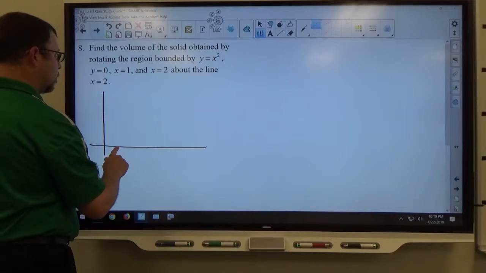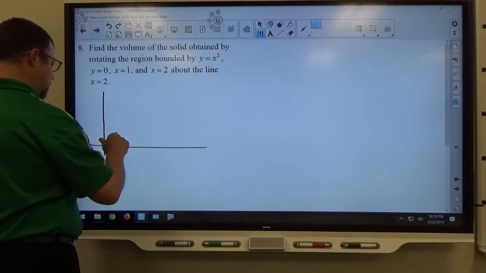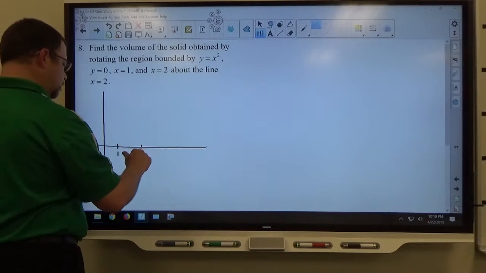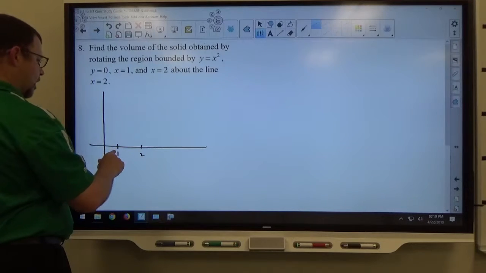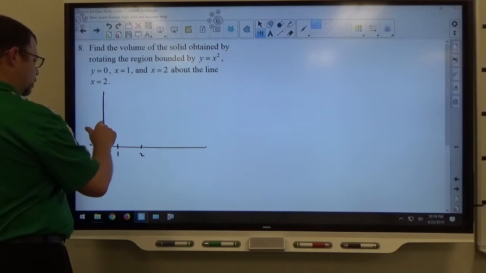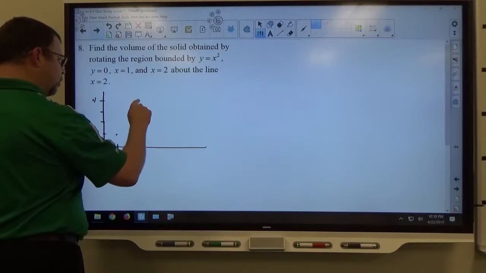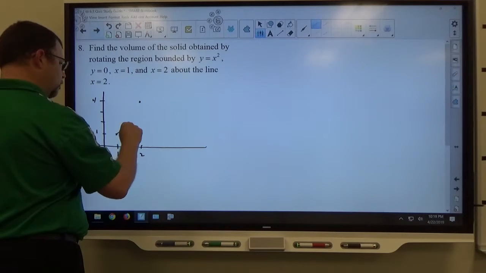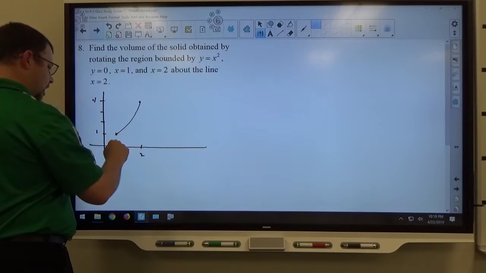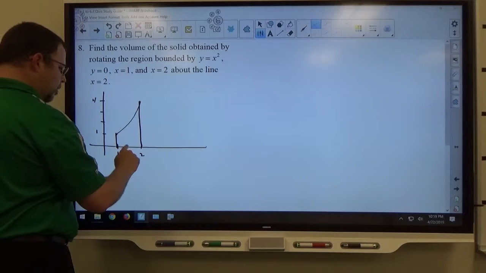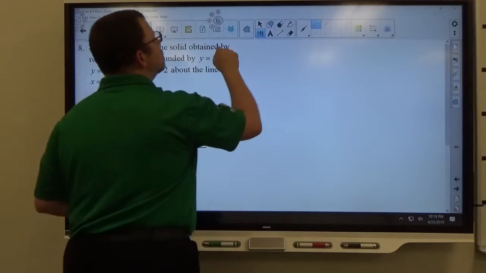So y equals 0, x equals 1, put that there. X equals 2, put that there. Y equals x squared, so 1, 2, 3, 4. So 1, 1, and 2, 4 would be y equals x squared, those 2 points there. X equals 1, x equals 2, y equals 0, there's my region.